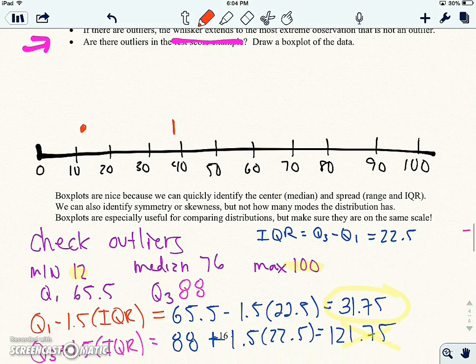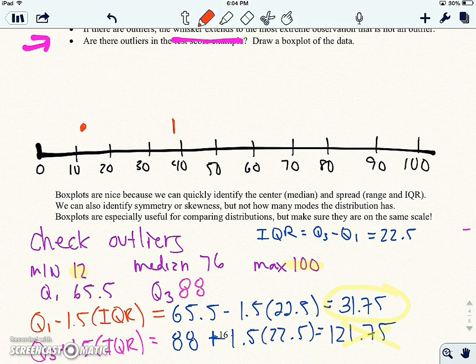Then we're going to go to Q1, which is at 65.5. Our median is at 76. All right, our Q3 is at 88. And our maximum number was 100. So then we just draw in our box. And it shows us how much everything is spread out, as well as that we have an outlier.